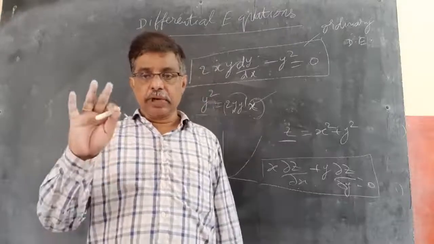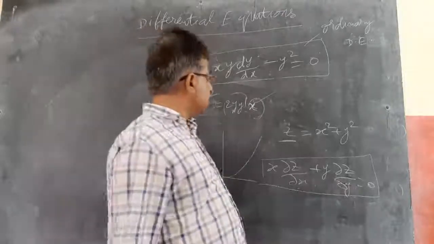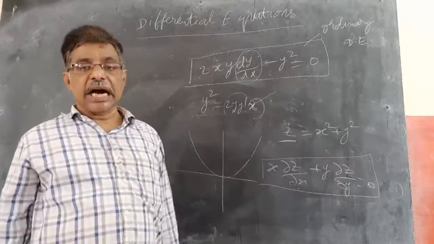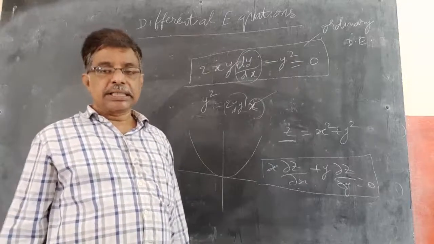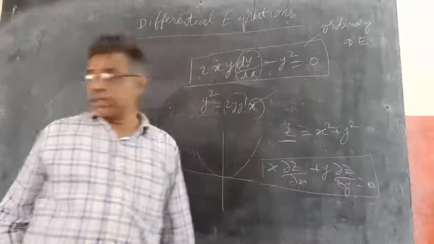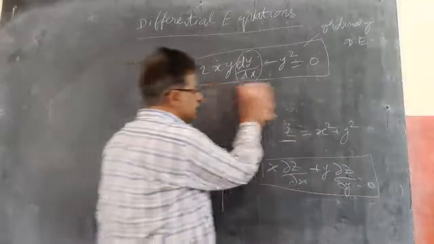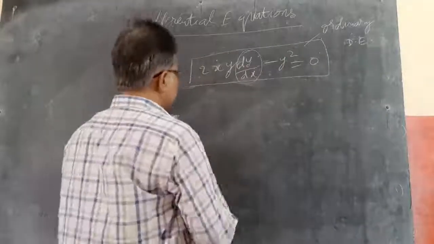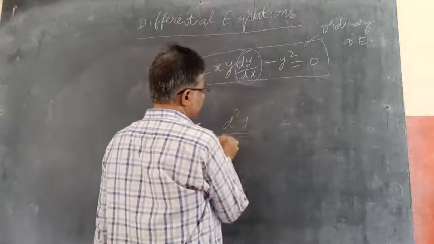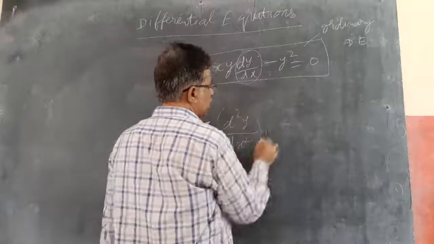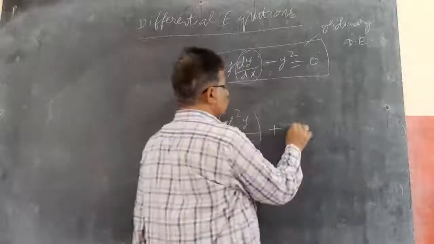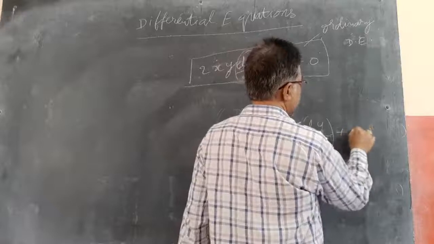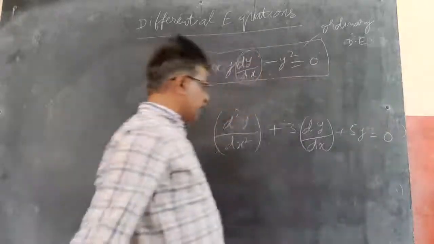Highest derivative involved in the equation. Here, the highest derivative is only dy by dx. One time you differentiate it. That is called the order of the differential equation. What is an order? What is a degree? Means, if the equation is like d squared y by dx squared plus 3 into dy by dx plus 5y equal to 0, like this.